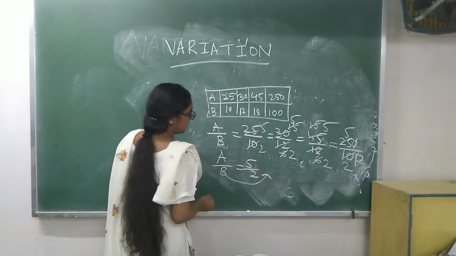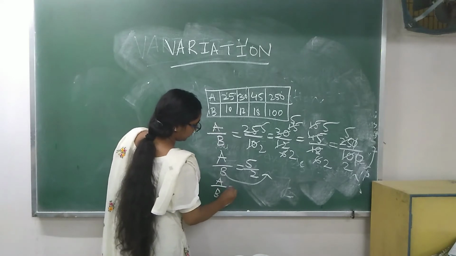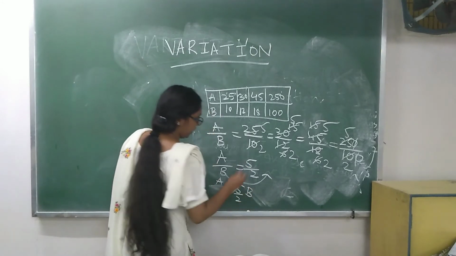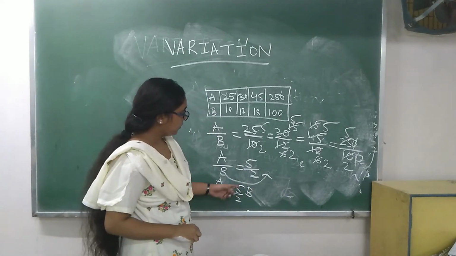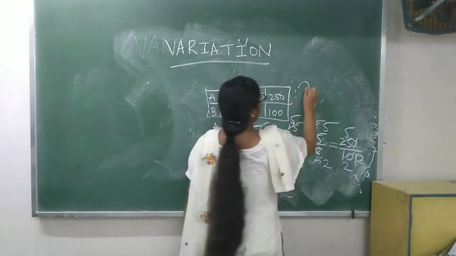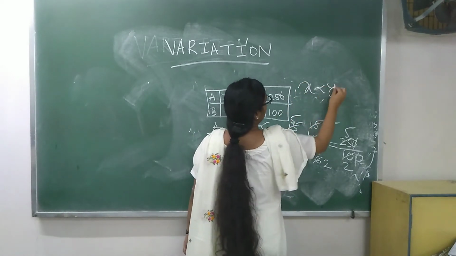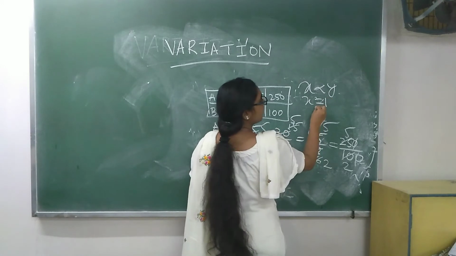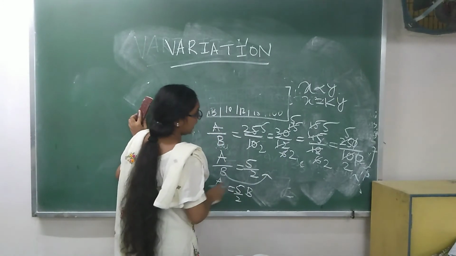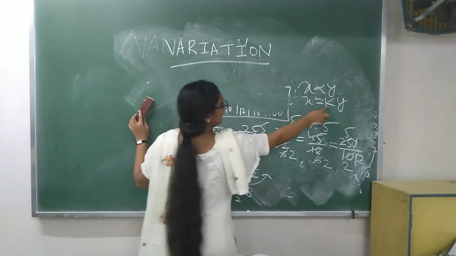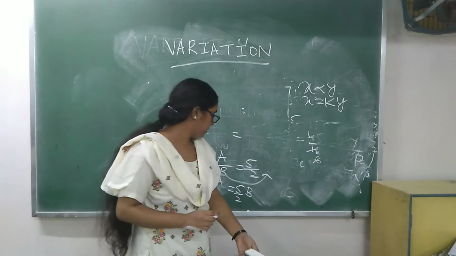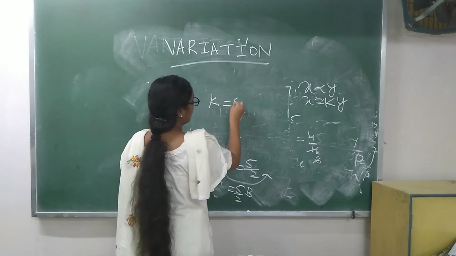Now you will take this b to this side. It will become a equals 5/2 b. Okay, so what is the value of k? The k value is 5/2, because as we know, x varies with y; if I am taking one constant, we have to give an equals sign and take y. Now you can relate this one with this one: a equals 5/2 times b. Okay, so what you can say is that the variation constant value is 5/2.